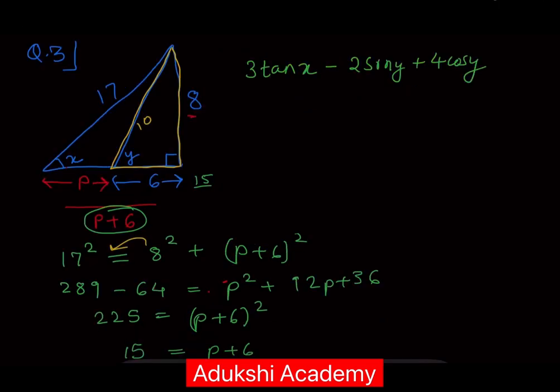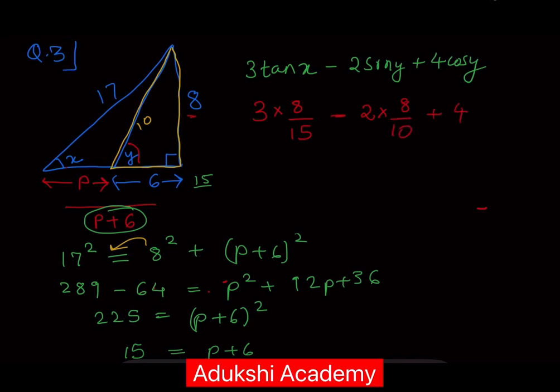Now 3 tan x, that means 3 times tan x will be what, perpendicular upon base. So we know that perpendicular is 8 and the base is 15, minus 2 times sin y. Sin y means perpendicular upon hypotenuse, that means 8 upon 10, plus 4 times cos y.